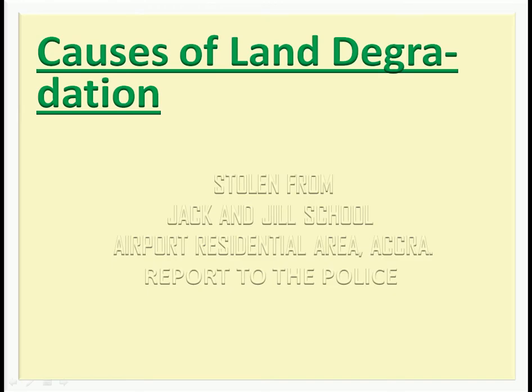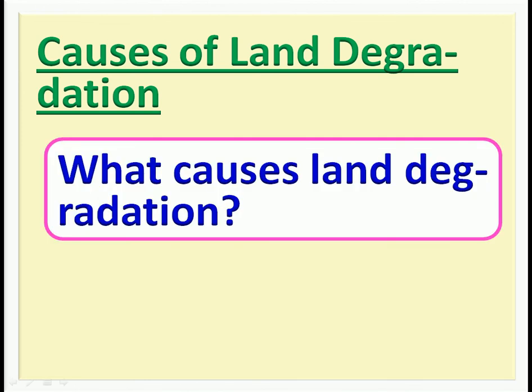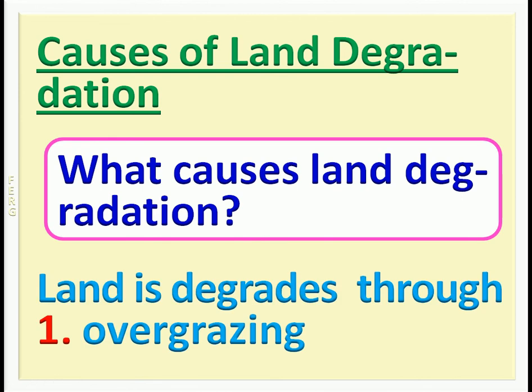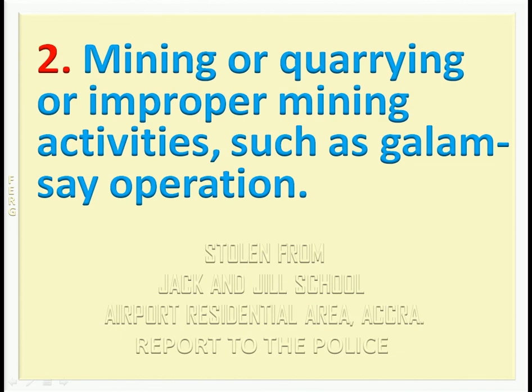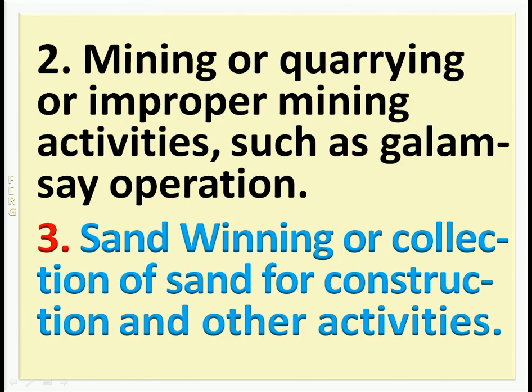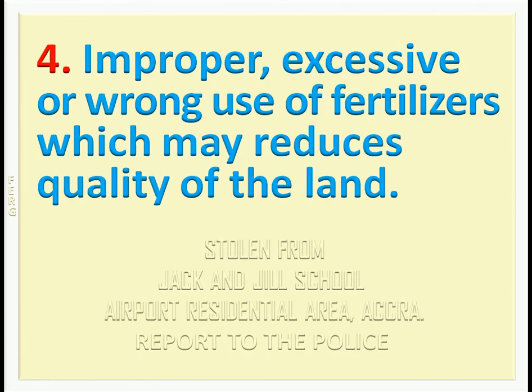Causes of land degradation. What causes land degradation? Land degrades through 1. Overgrazing. 2. Mining or quarrying or improper mining activities, such as galamsey operation. 3. Sand winning or collection of sand for construction and other activities. 4. Improper, excessive or wrong use of fertilizers, which may reduce the quality of the land.